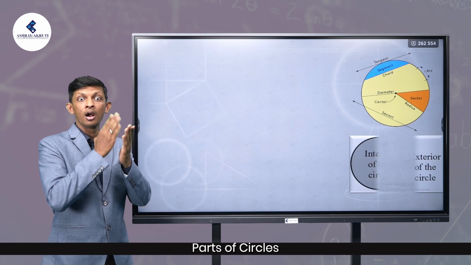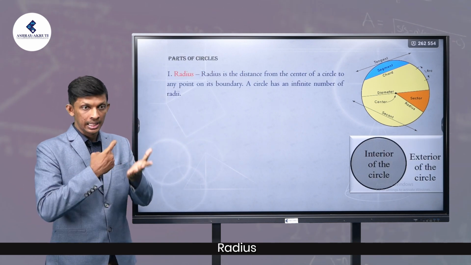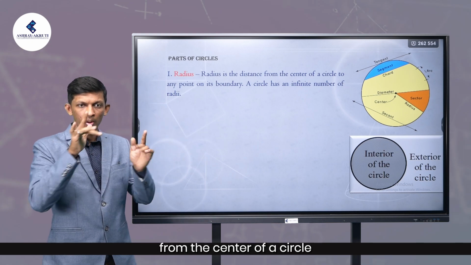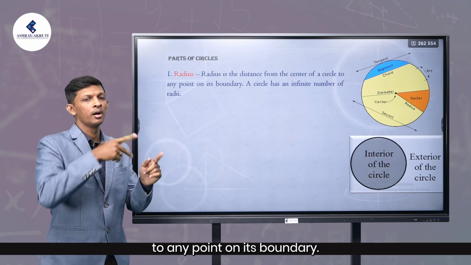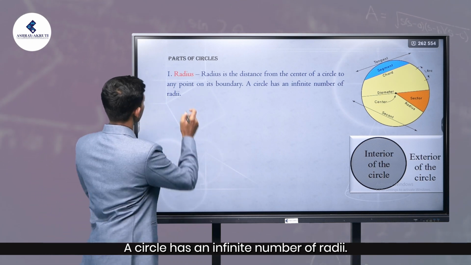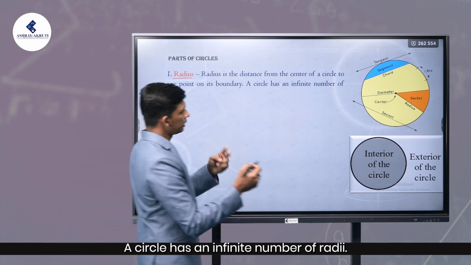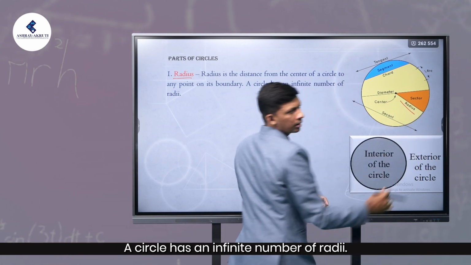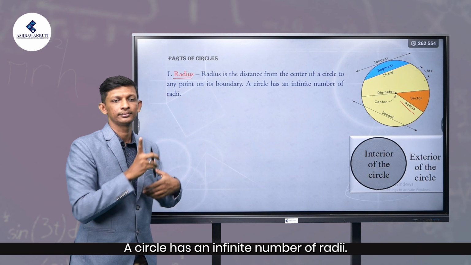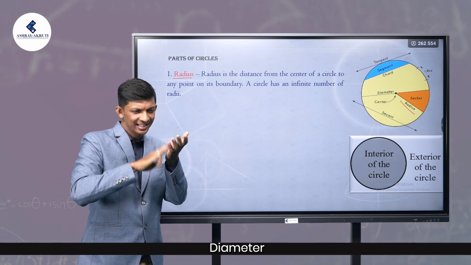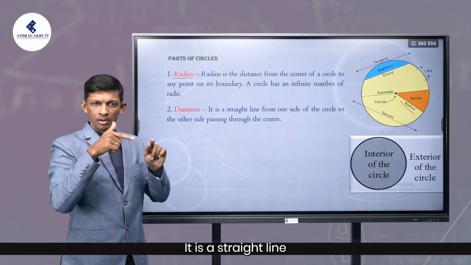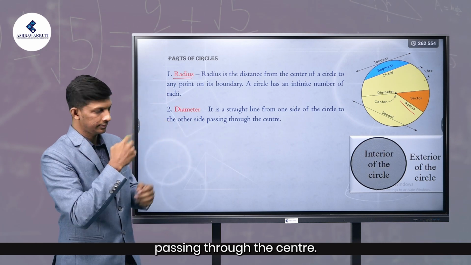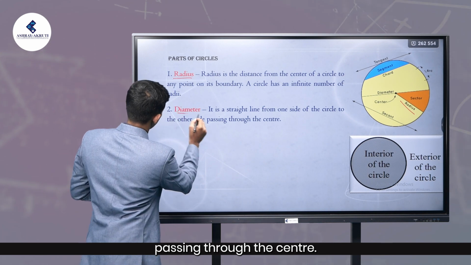Parts of circles. Radius. Radius is the distance from the center of a circle to any point on its boundary. A circle has an infinite number of radii. Diameter. It is a straight line from one side of the circle to the other side passing through the center.